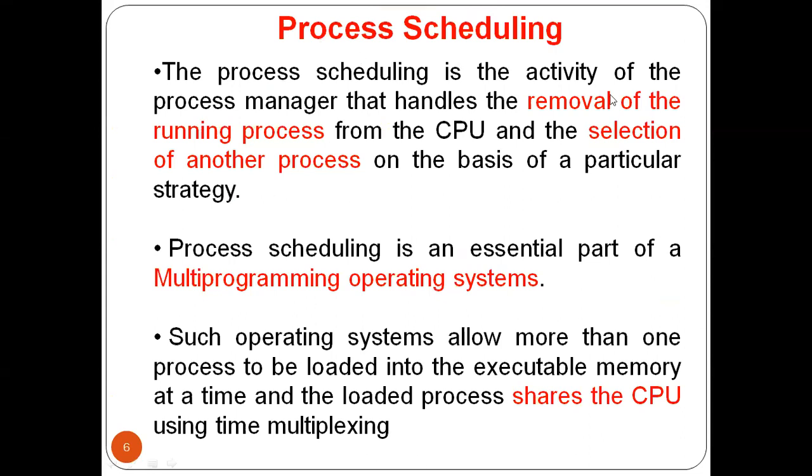So process scheduling is the activity of the scheduler or the process manager, which handles the removal of the running process from the CPU and the selection of another process on the basis of a particular strategy. Process scheduling is an essential part of a multi-programming operating system. Such operating systems allow more than one process to be loaded into executable memory at a time, and the loaded processes share the CPU using the time multiplexing concept.